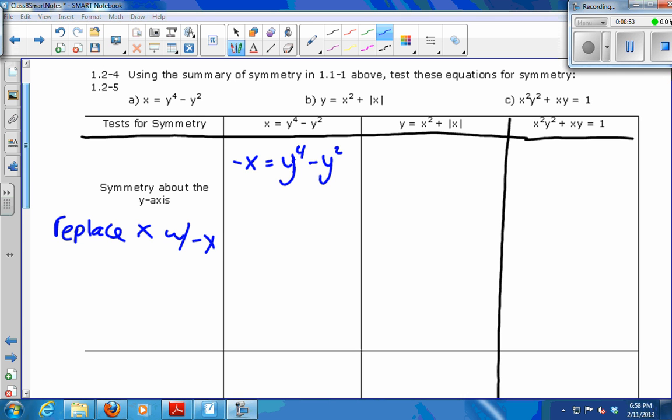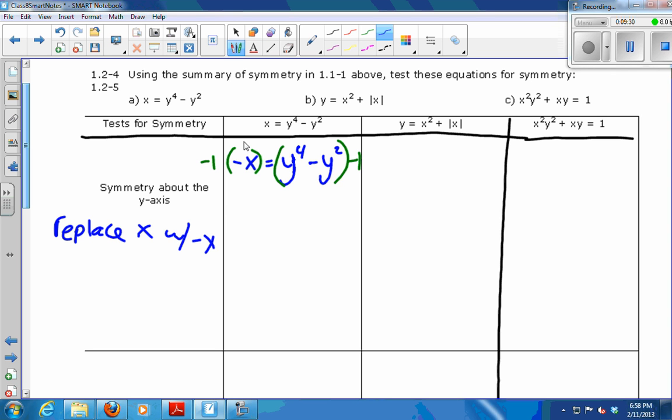So replacing x with negative x, I get negative x equals y to the fourth minus y squared. So does it look like the original equation right now? Can I do anything to make it look like the original equation? Legal equation moves. Multiply both sides, add to both sides. No. I could try. So right, the problem is that I have a negative on this x. And in the original equation, it's not. So I could try to make it positive by, say, multiplying both sides by negative 1.